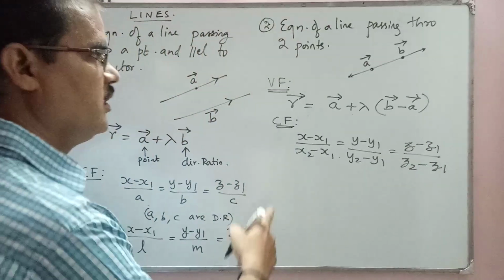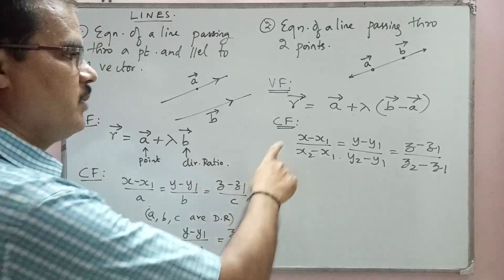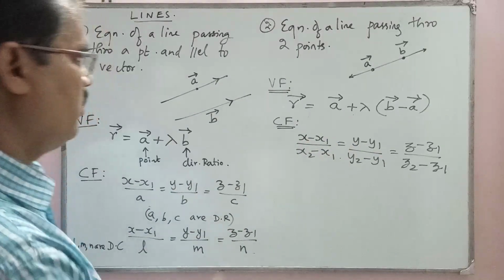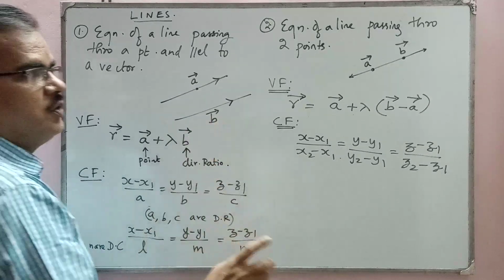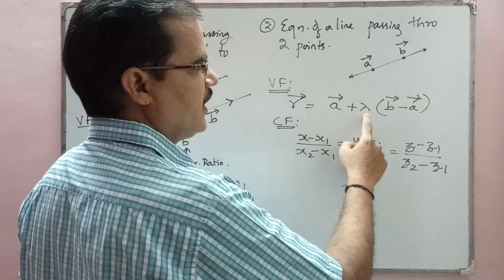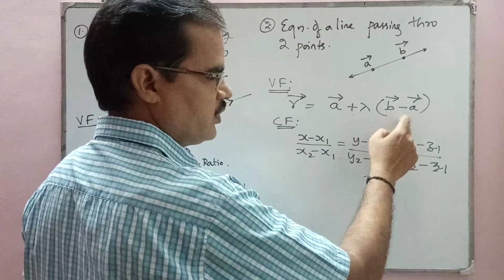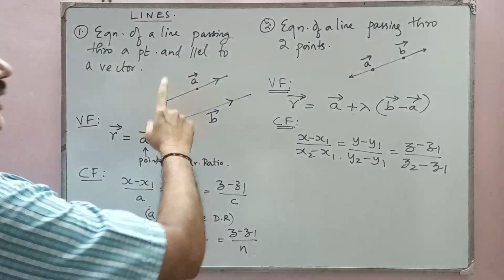Make a note of this. Vector form goes with i, j, k. When you do the sums, you will come to know. This goes with x, y, z. Passing through one point and parallel to a vector, the direction is taken from the line. Here, passing through 2 points, one point you can choose and then lambda into the difference, so that this will give the direction ratio. It's the same direction ratio. Next, 1 point, 2 point is over.